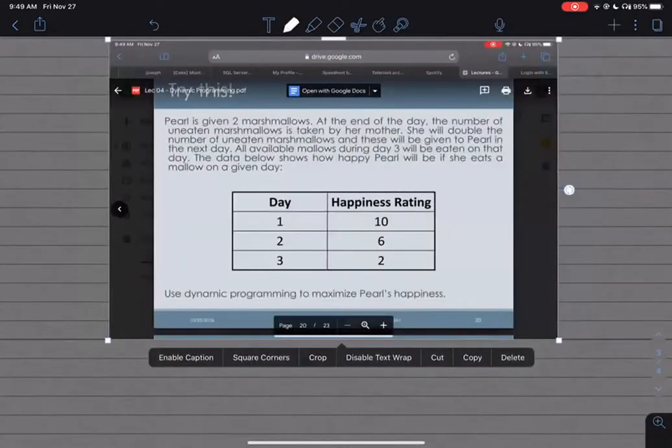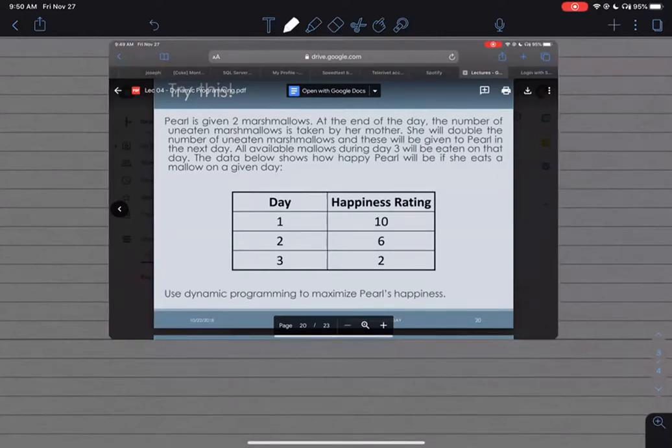Alright, Pearl is given 2 marshmallows. At the end of the day, the number of uneaten marshmallows is taken by her mother. She will double the number of uneaten marshmallows and they will be given to Pearl the next day. All available marshmallows during day 3 will be eaten on that day. The data given shows how happy Pearl will be if she eats a mallow on a given day. So use dynamic programming to maximize Pearl's happiness.